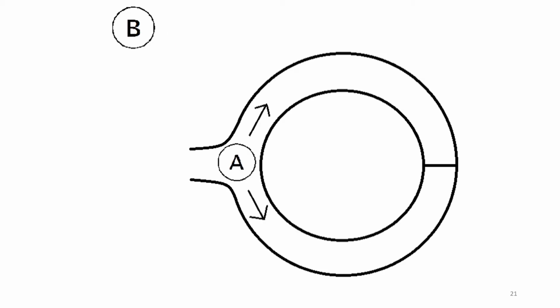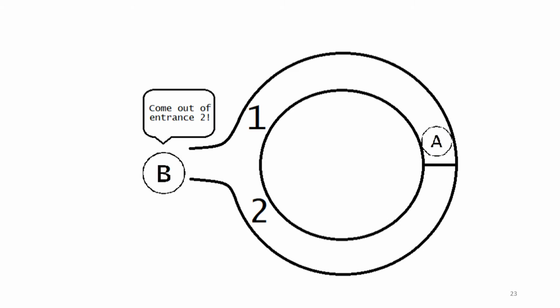The system goes like this. Alice enters the cave through an entrance of her choice. In this example, Alice happened to choose the upper path. It doesn't matter which one she goes in because we're going to repeat this over and over just like the other proof. And Bob goes to the entrance and he yells through the hall, come out of the second entrance.